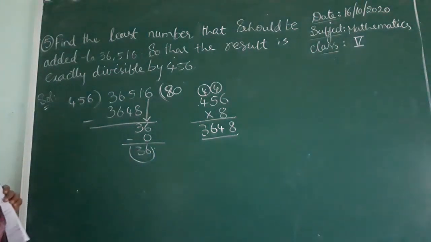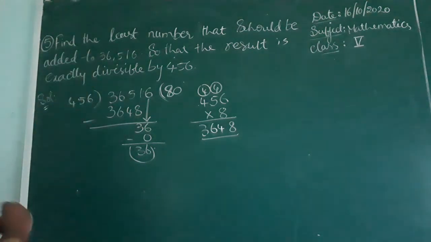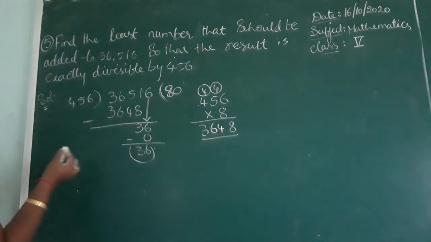What does the question ask? Find the least number that should be added to 36,516 so that the result is exactly divisible by 456. That means you have to add that least number to this number, then it is divisible by that one.